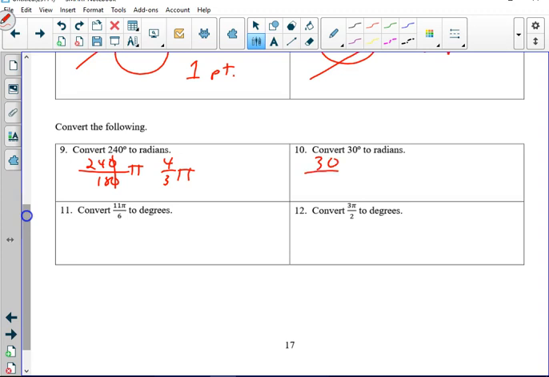Same thing here, 30 over 180, that's pi. So 3/18, 1/6 pi.